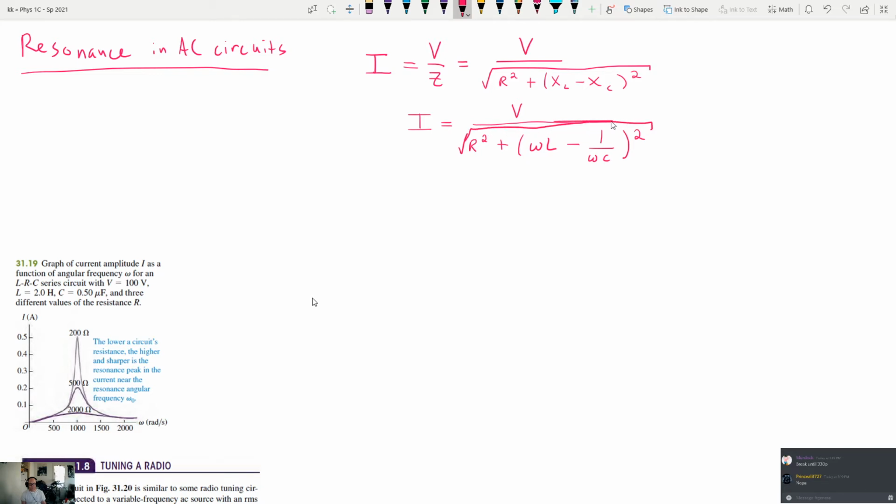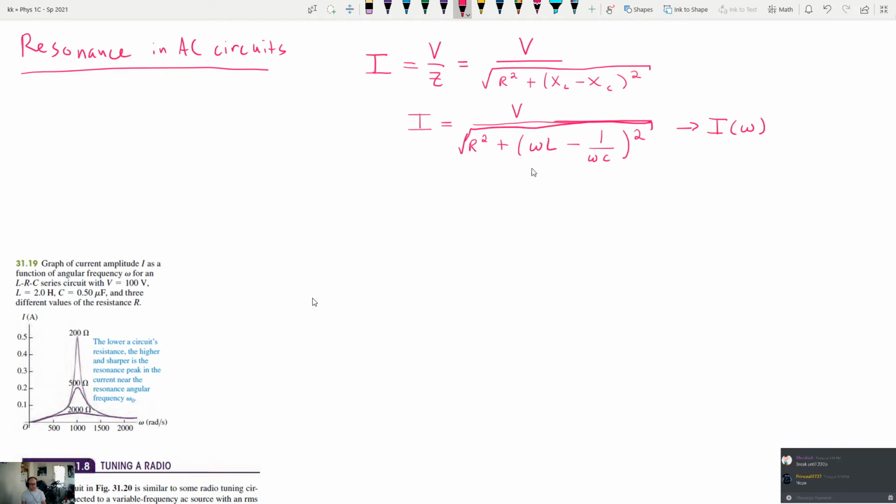So now what we can do is we could plot, if we wanted to, for a given value of voltage, resistance, L, and C. If we pick V, R, L, and C to all be constants, then we can plot the current as a function of the angular frequency, right?